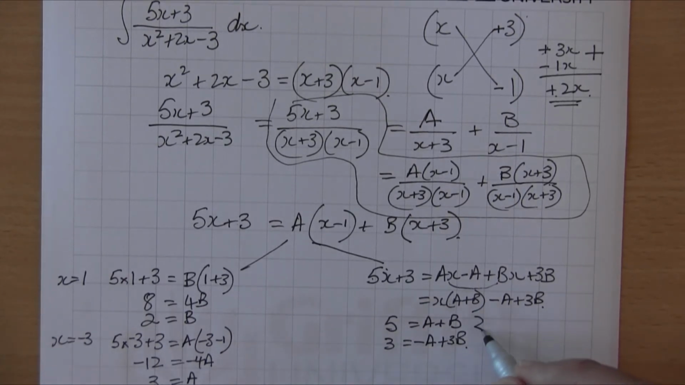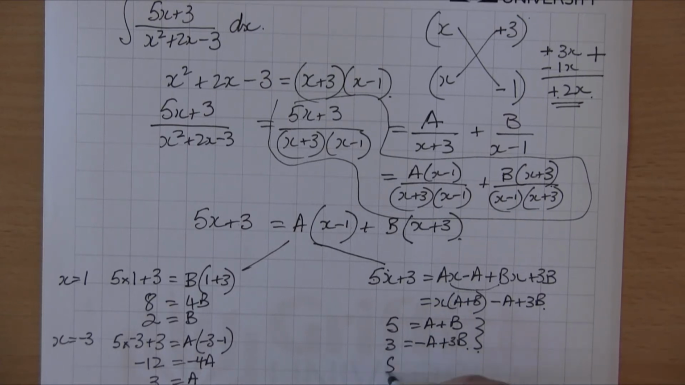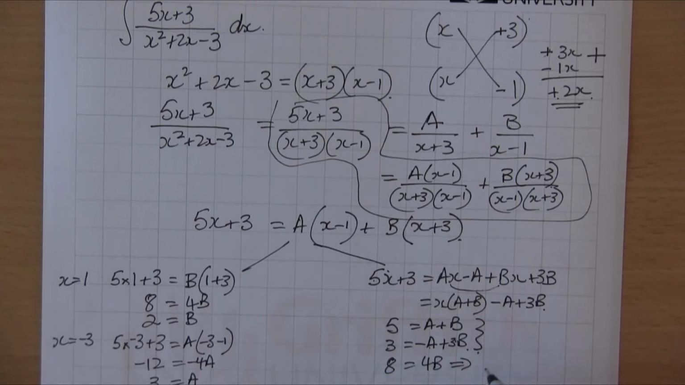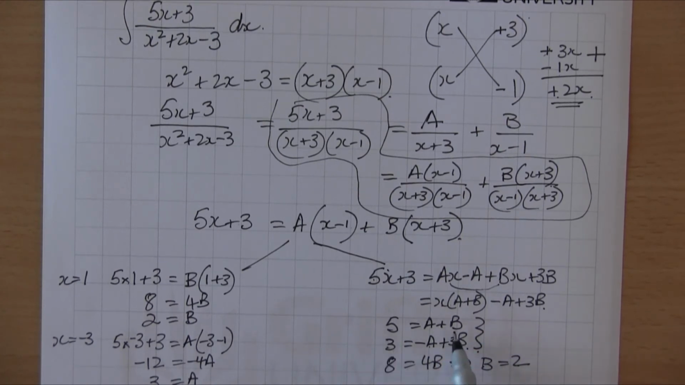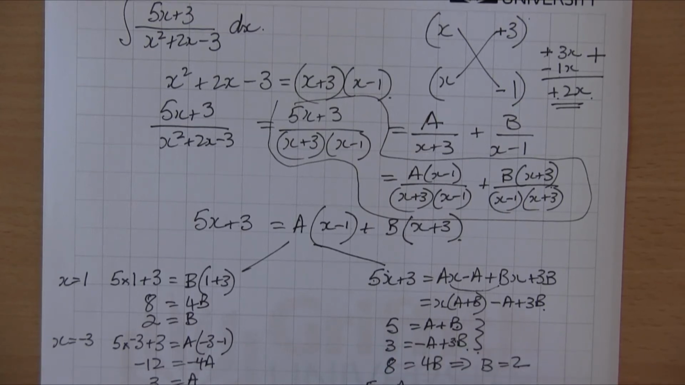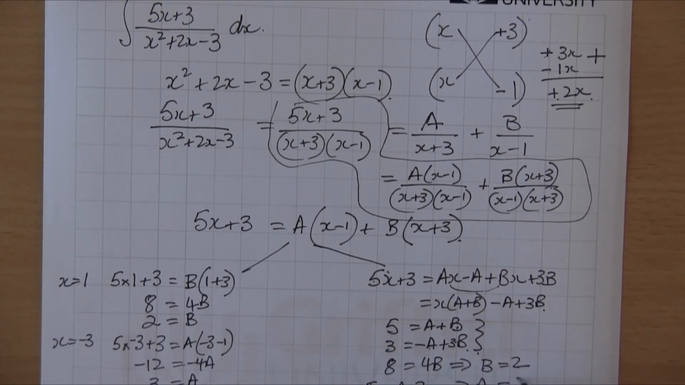Here we have simultaneous equations, two unknowns, so we can solve. By simply adding these two equations together, we get 3 and 5 is 8, minus a plus a is 0, 3b plus 1b is 4b, and that will give us, divide both sides by 4, you get b equals 2. Having got 1, we substitute back in one of these equations, so if b is equal to 2, 2 plus a equals 5, so 5 equals a plus 2, and that will give a value of 3.